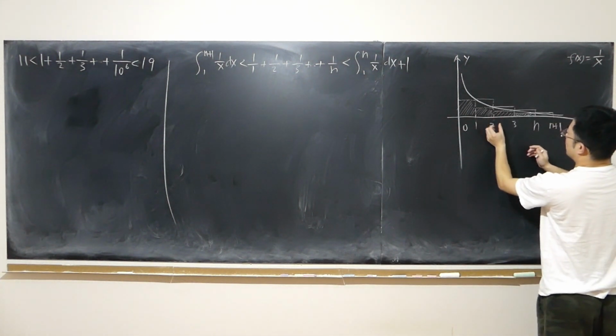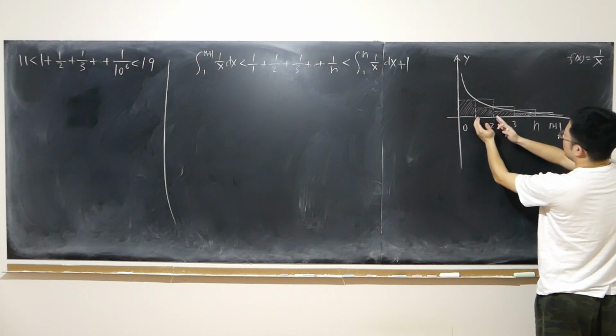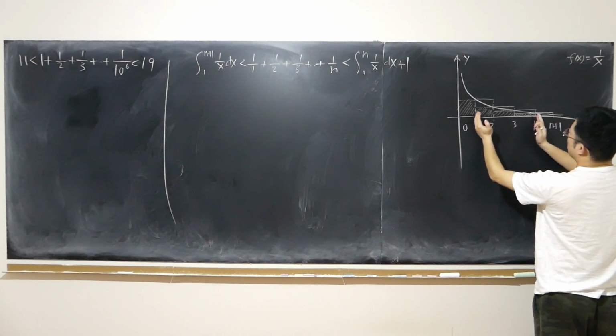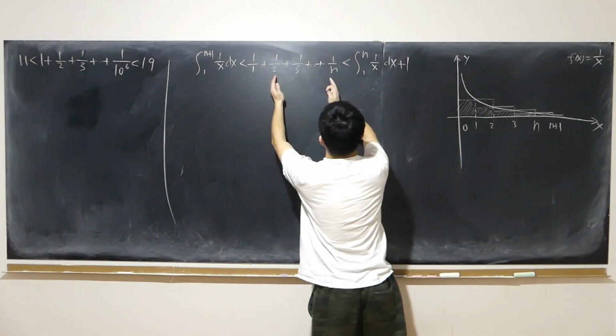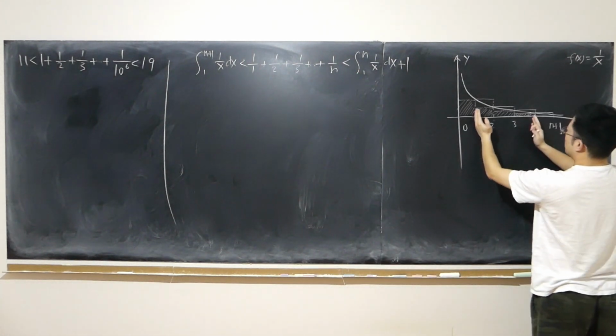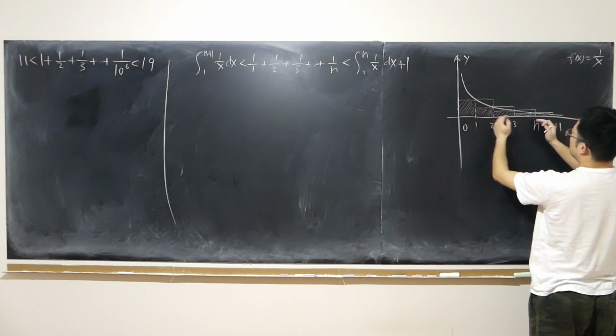So, like I said, the functional value taken at the right edge of this small interval, that is f of 2, right? That's 1 over 2, 1 over 2, 1 over 3, all the way up to 1 over n, strictly less than this, right? The area under the curve from 1 to n, right?